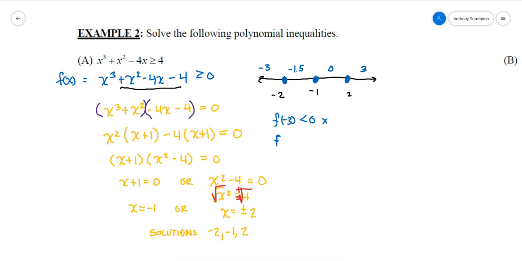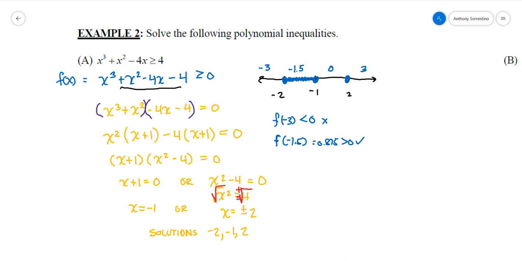If I do f of negative 1.5, that's a little bit more problematic because you have to do that calculation. So I'm going to work that out right here. Give me a second. I get 0.875, which is in fact greater than 0. That is going to make that inequality true. So, f of x greater than or equal to 0, I'm going to shade this in.